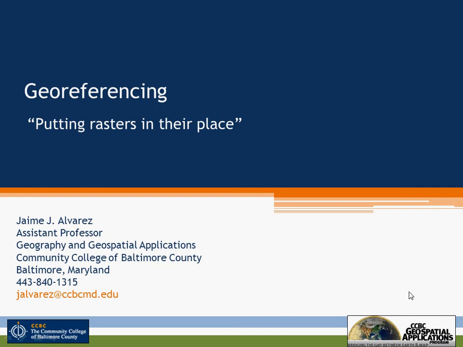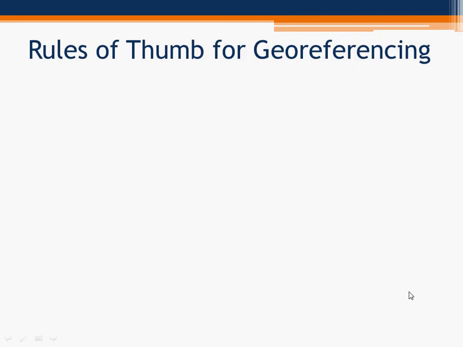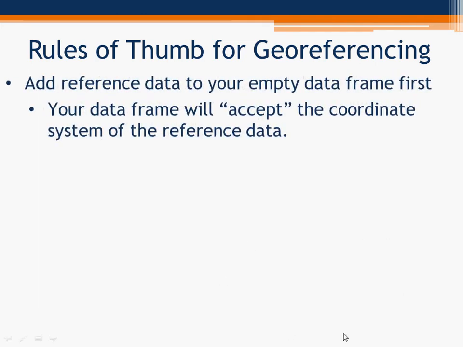Just a couple of rules of thumb, and honestly these are going to make more sense when you see me interacting with the demo in the next video, but I just wanted to get them across because these are things that I'm going to refer to as I go through the demonstration. The first one is to add your reference data to your empty data frame first. If you're going to use ArcGIS Online data, you're going to want to add that to an empty map first. And as I say in the second bullet, it will accept the coordinate system of the reference data.